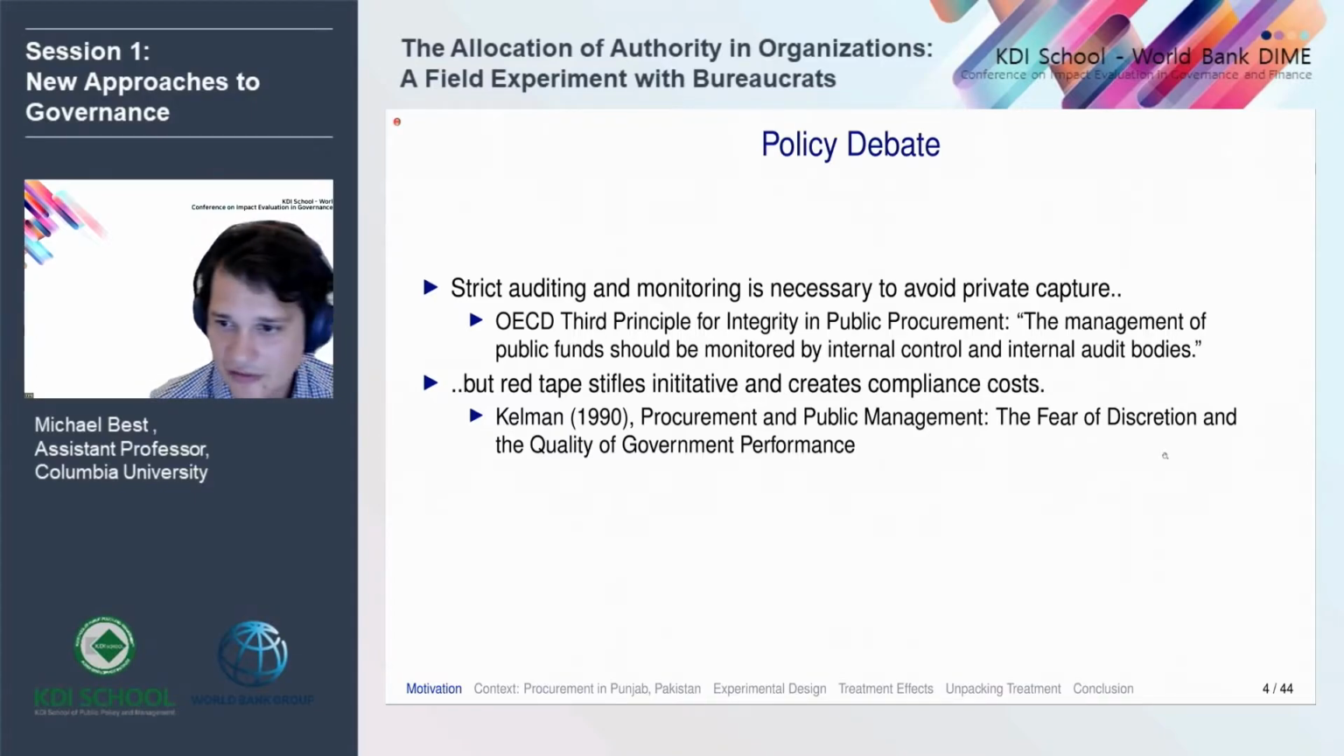On the other hand, you have this completely opposite view that setting up all this red tape is going to stifle initiative. It's going to create extra costs that people have to deal with in order to execute their duties. And instead, what one should do is give a lot of autonomy to the bureaucrats who are implementing public procurement, and then ex post check very carefully how they did their job and incentivize and punish them at that stage rather than during the execution of their duties. And so that's the policy debate that we're going to try and contribute to.